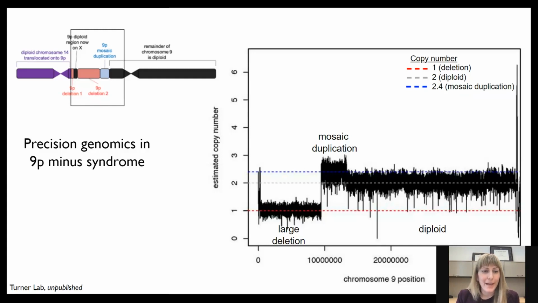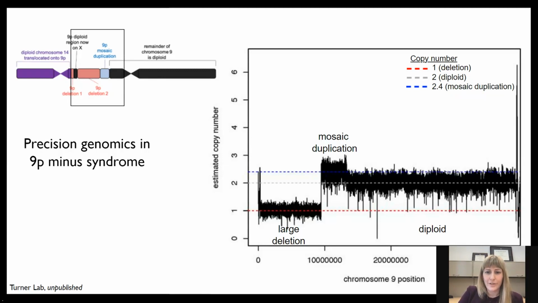However, we knew from the karyotype that 9 should be connected to 14 because there's a translocation, and you can see it in the karyotype. But we couldn't find the breakpoint, and so this was quite challenging for us. So we thought, we really got to look into this further.